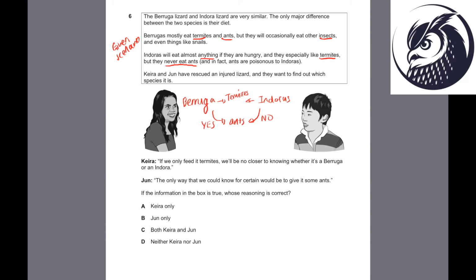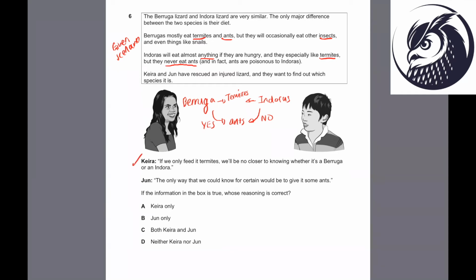Okay, now that we're armed with this information in a diagram or flowchart, let's read through Kiera and Jun's statements. Kiera says, if we only feed it termites, we'll be no closer to knowing whether it's a beluga or an indora. Let's assess her reasoning. Based on our flowchart, termites are eaten by both belugas and indoras. So if you give this unknown species a termite and it eats it, you're no closer to finding out whether it's a beluga or an indora, since both species would eat it. Therefore, Kiera's statement is correct.